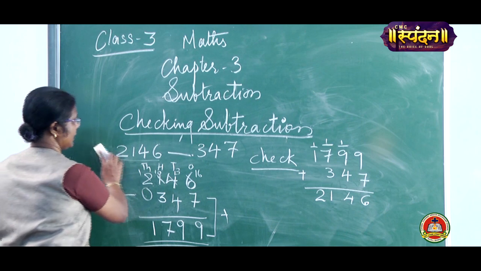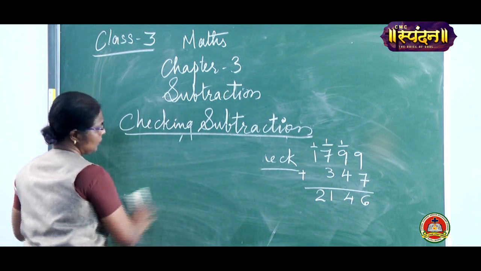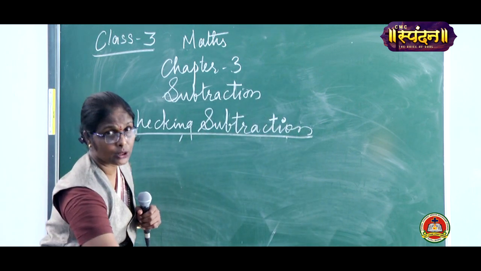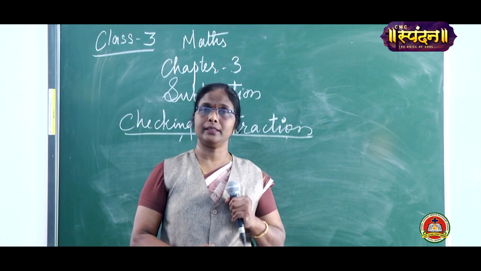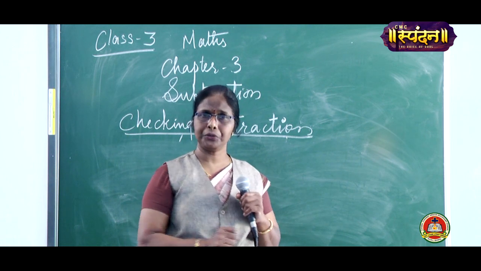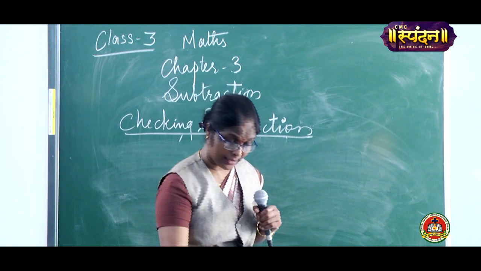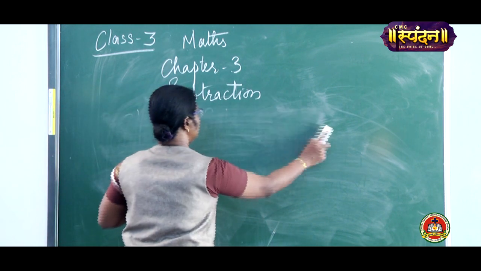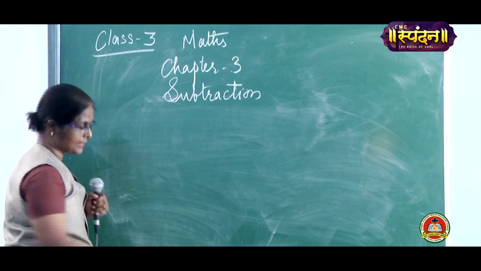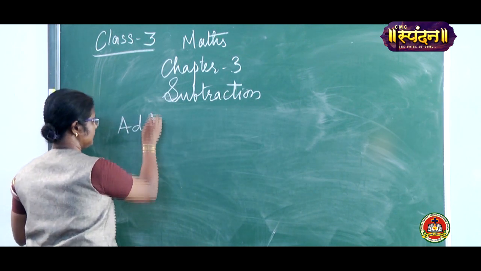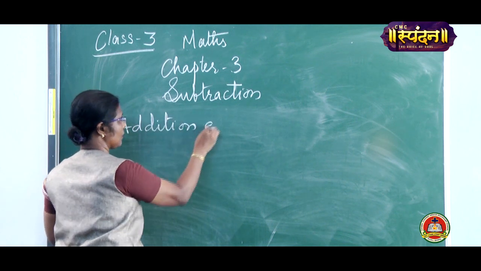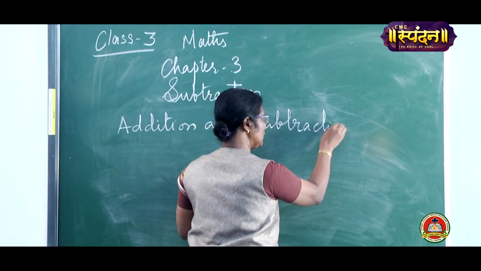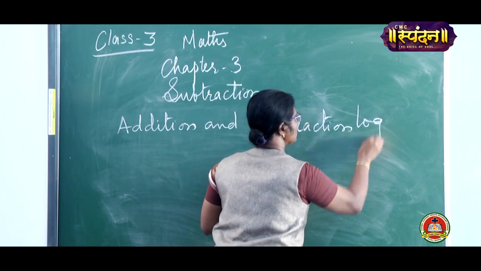Now the second topic. Till now you have seen either subtraction or addition. In the previous videos you might have seen only addition. In this video you have seen only subtraction. Now if addition and subtraction are coming together, what do you have to do? The second topic that you are going to see in this video is addition and subtraction together. How are we going to do the addition and subtraction together?